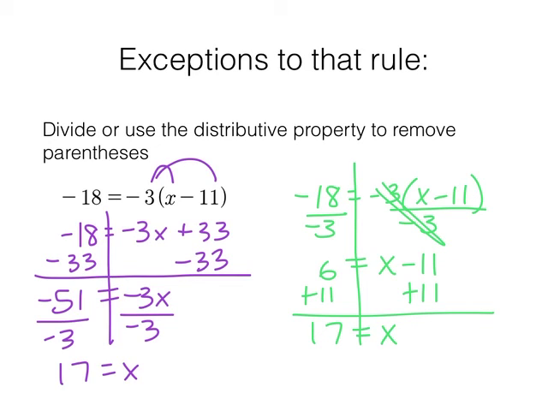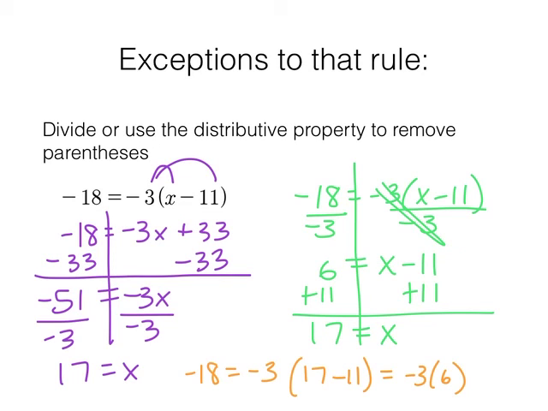Regardless, let's go back to the beginning. Is negative 18 equal to negative 3 times the quantity 17 minus 11? Well, 17 minus 11 is 6, and negative 3 times 6 is indeed equal to negative 18. So we got that right.